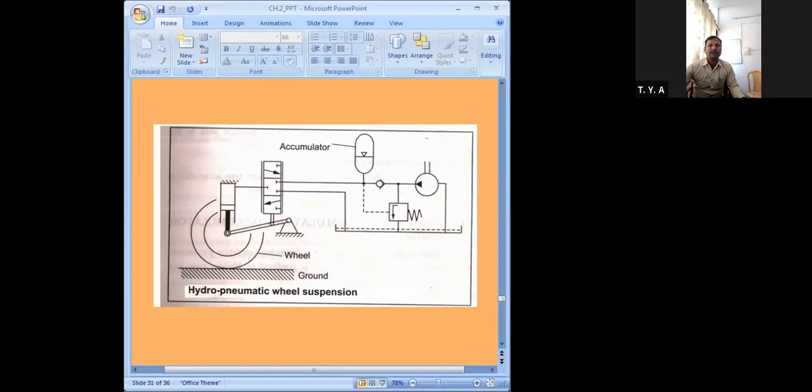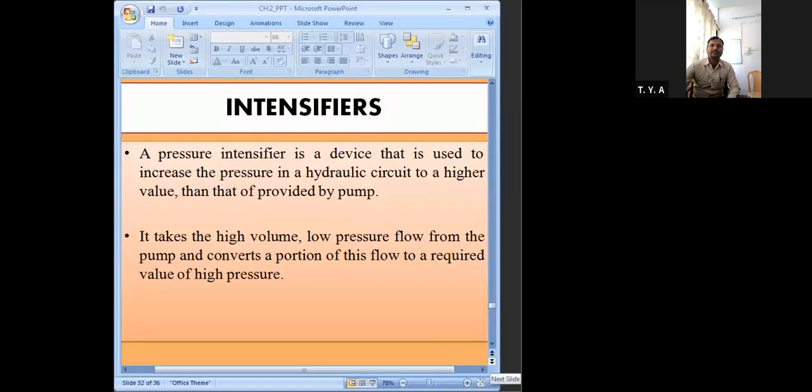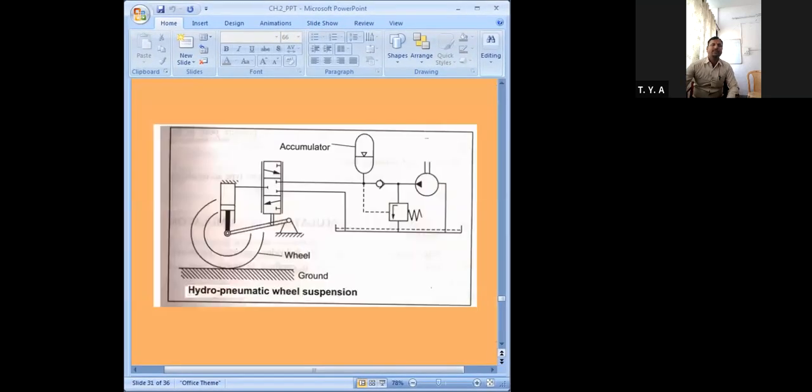You can see where accumulator is used. This is the circuit diagram of the hydropneumatic, that means gas loaded wheel suspension system. Hydropneumatic means the gas loaded wheel suspension. Here we have the wheel and the suspension. So you can see the circuit, and here accumulator is used. Getting it? So this is about the accumulator.